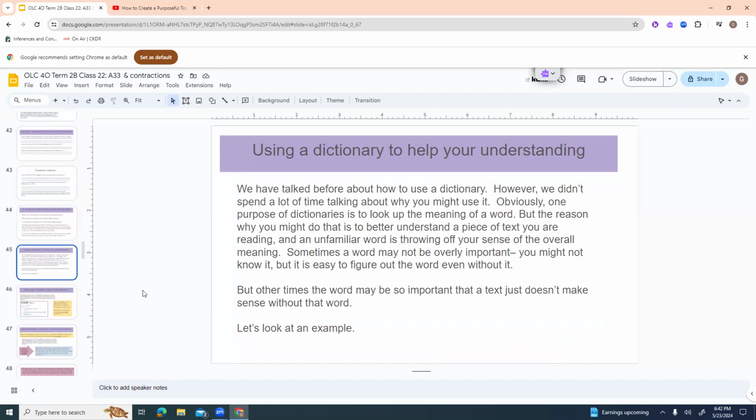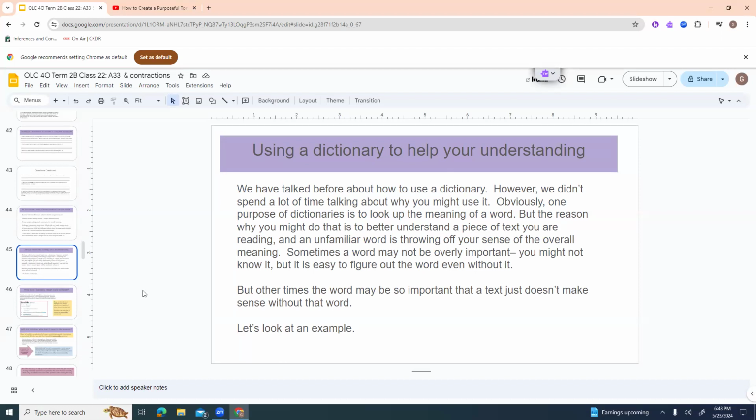We've talked before about how to use a dictionary, but we didn't spend a whole lot of time talking about why you might use it. Obviously, one purpose of dictionaries is to look up the meaning of a word. But the reason you're bothering to look up the word is to better understand a piece of text you're reading, and an unfamiliar word is throwing off your sense of the overall meaning.